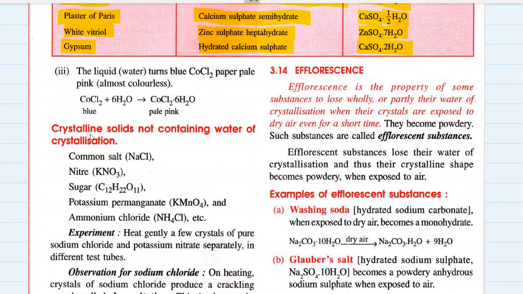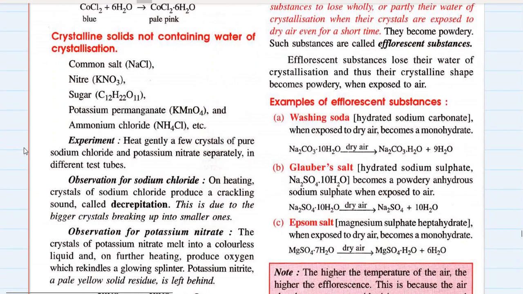There are other salts which do not contain any water of crystallization but are in crystalline form. For example, common salt, NaCl. If you have seen rock salt, it is crystalline in shape, but it does not have any water of crystallization. So, just by looking at the shape, you can't say whether the salt will have water of crystallization or not.